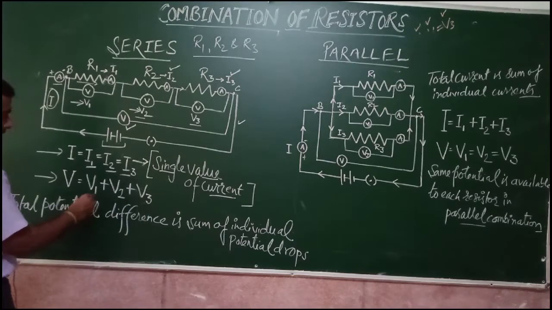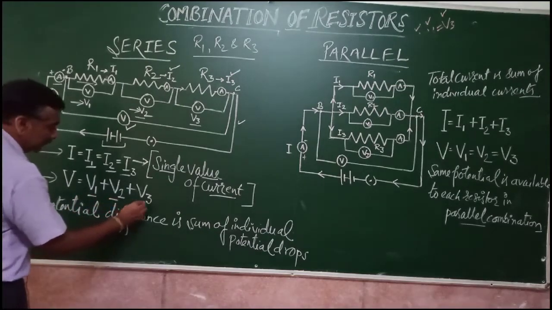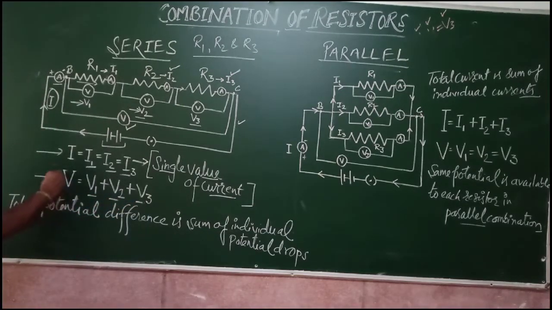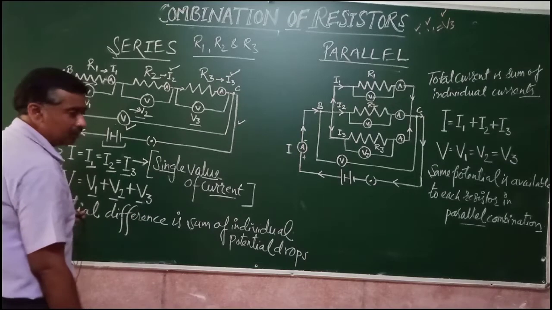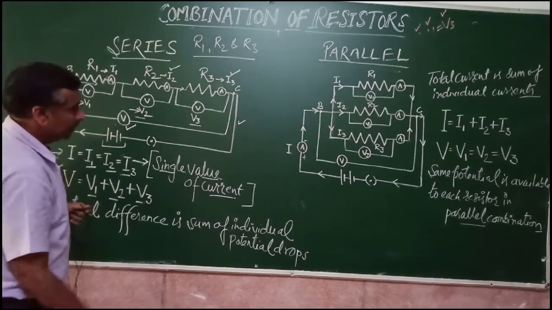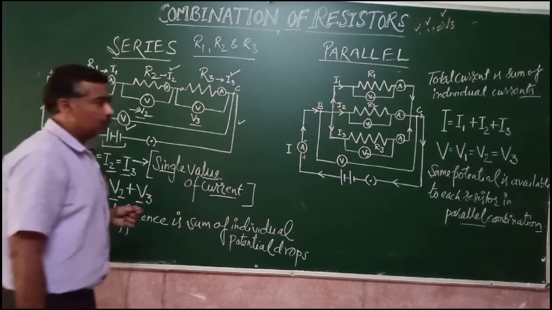So when we add all the three potential drops, it is equal to the potential drop across all the three resistors, that is V. So V equals V1 plus V2 plus V3, that is, the total potential difference is the sum of individual potential drops across each resistor. So this is about the series combination.